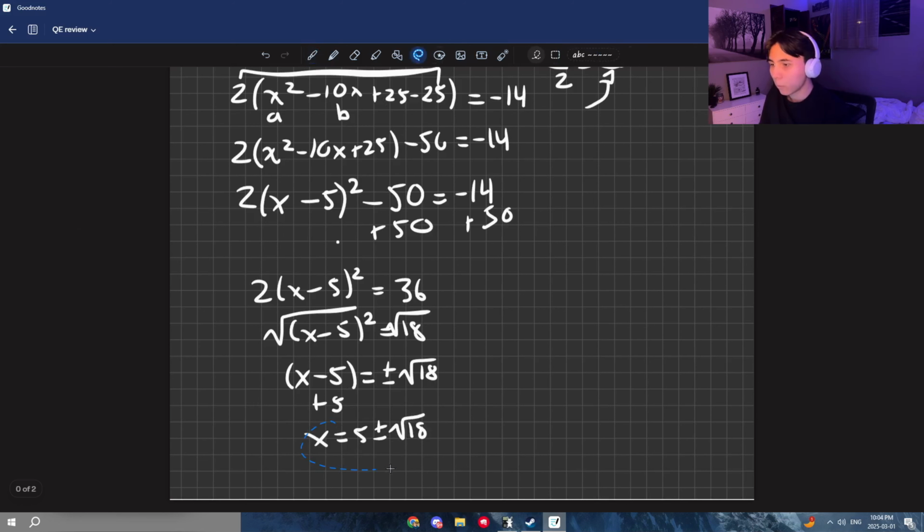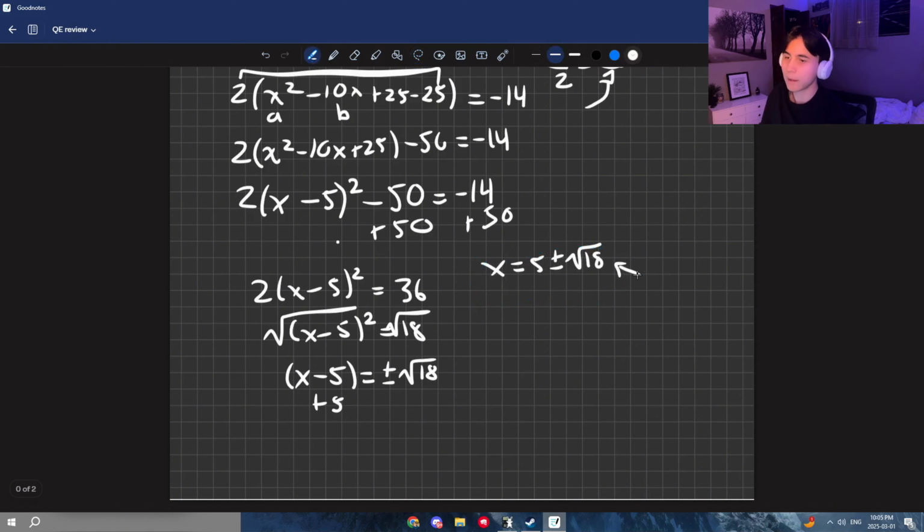However, like I said, you're going to need to simplify what's inside of this radical here. If we recall from Math 10C, we broke down the radical into its prime factors. So we have 18 is equal to 9 times 2, which is 3 times 3.